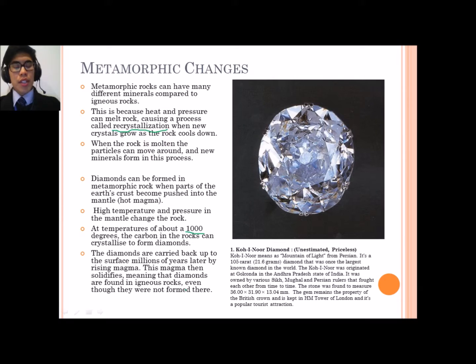And the diamonds are carried back up millions of years later, or thousands of years later, by a rising magma, and then the magma solidifies around the diamond, meaning that diamonds are found inside igneous rocks even though they weren't formed there. So have a look at this diamond here. It's actually unestimated because it's too expensive. No one knows how much it's worth because it's priceless. It's the largest diamond in the world.